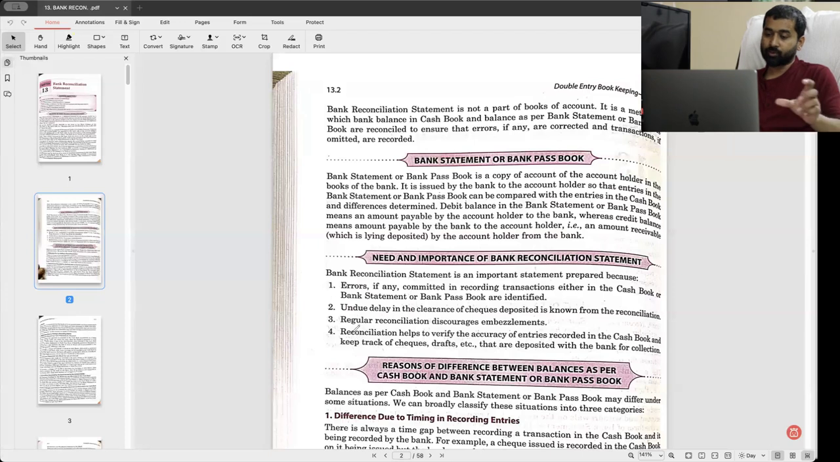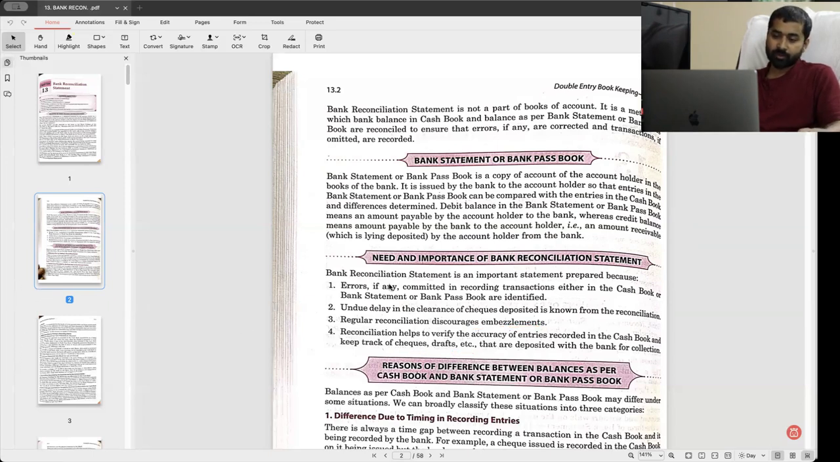So it is very, very important to find out that the amounts in both the cash book and the passbook are exactly correct. Or if any discrepancy is there, what is the difference we found, and what is the reason behind it. Next is that regular reconciliation discourages embezzlement. This point I told you now, that there will be no dispute. Next, reconciliation helps to verify the accuracy of entries recorded in the cash book and keep track of checks, drafts, etc. Whatever you have deposited, every time it can be tracked.